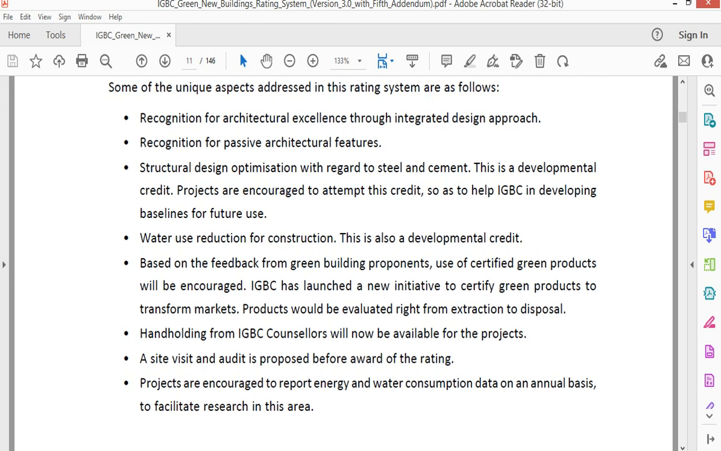Then comes the fifth aspect, which is about the use of certified green products, which will be encouraged by IGBC. For this, the IGBC has launched an initiative called the Green Pro Initiative, or the Green Product Initiative, in order to certify green products to transform the markets.